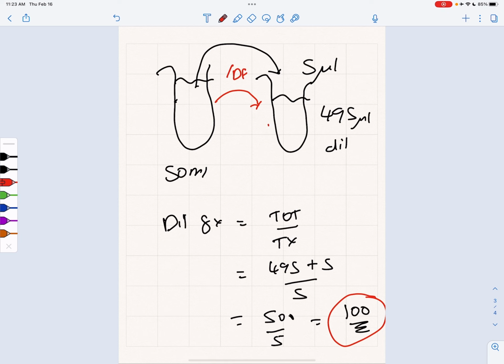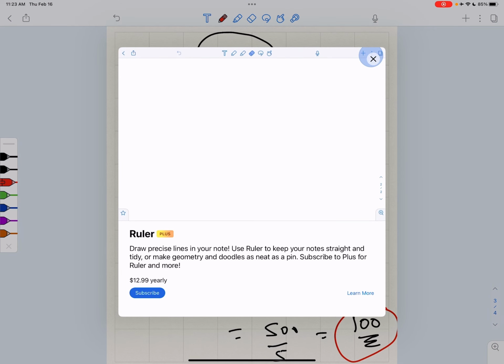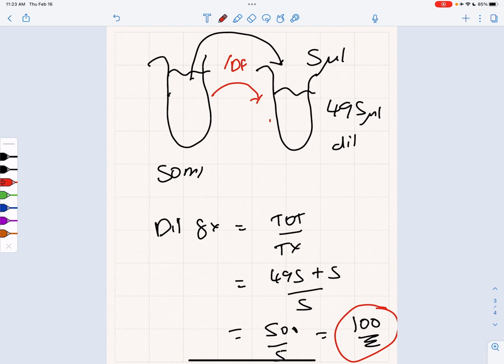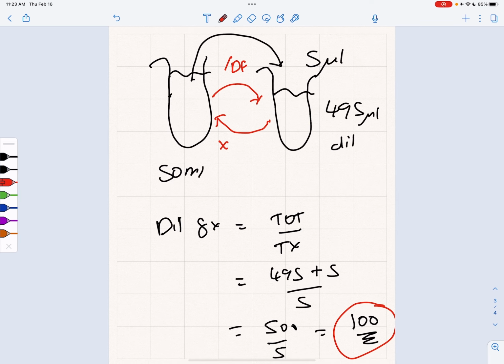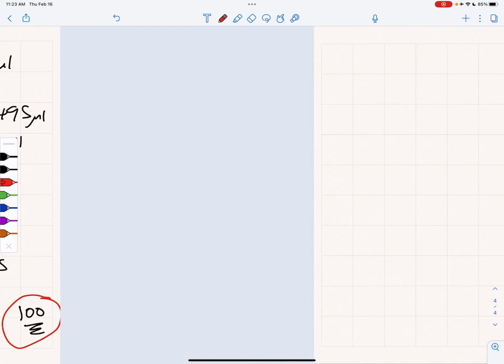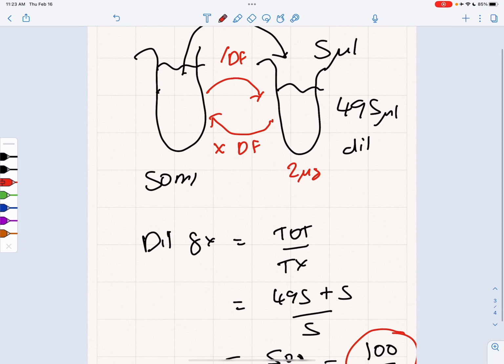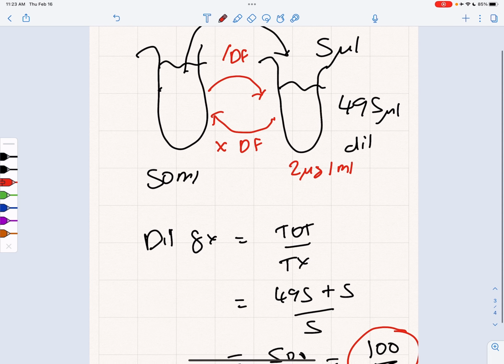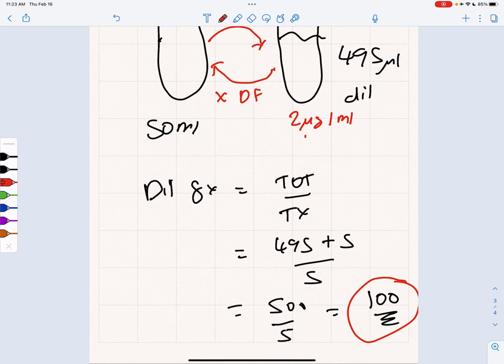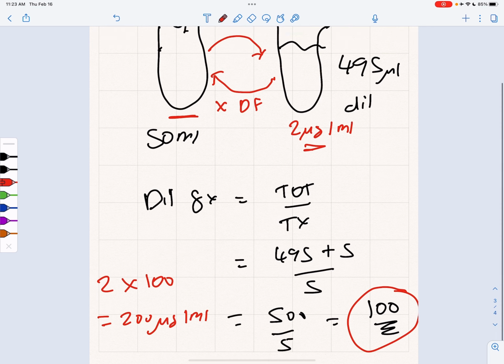If we have a concentration measured here, then we're going to multiply by the dilution factor. So say, for example, your readout from this gives you 2 micrograms per milliliter. In this case, you would take this and multiply it by the dilution factor. So 2 times 100 would give you 200 micrograms per milliliter. And that would give you the concentration of this.